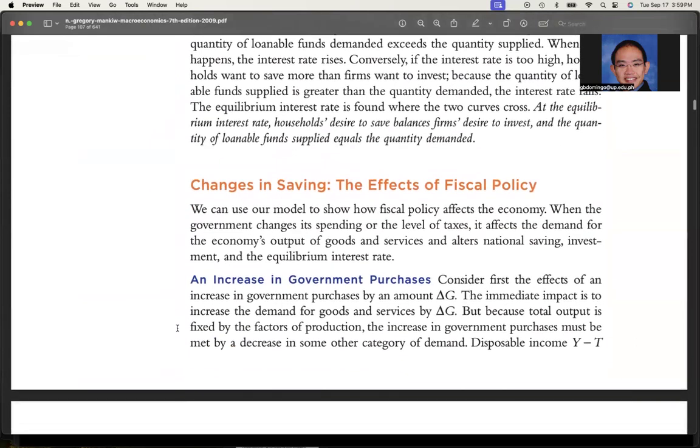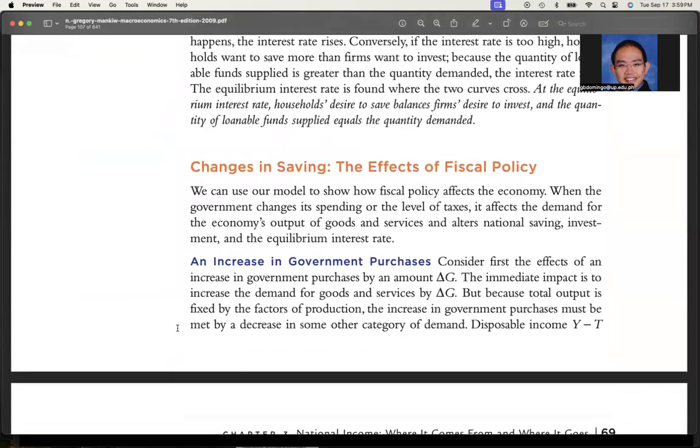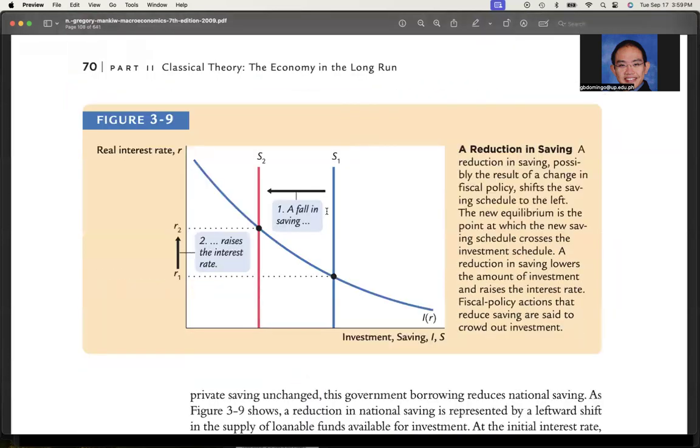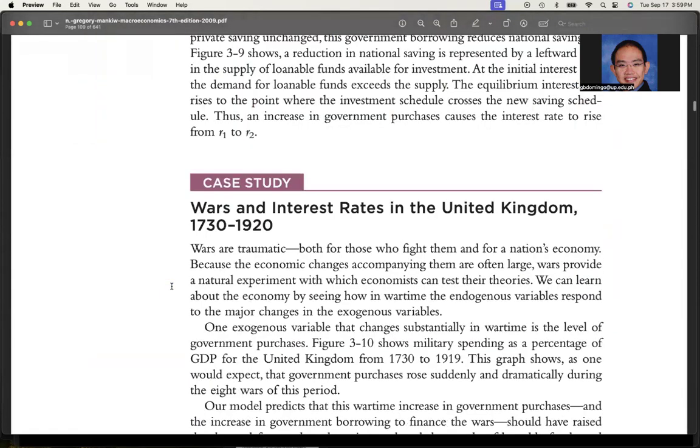The next part of this chapter is about changes in the exogenous variables, and how they will affect the real interest rate. So in this case, if there are changes in savings, an increase in government purchases lowers public saving. And there's a fall in saving here. And a fall in saving here must mean that investment also must go down because S must equal I. And what will cause investment to go down? A higher real interest rate here.